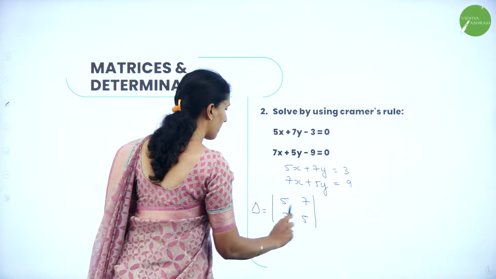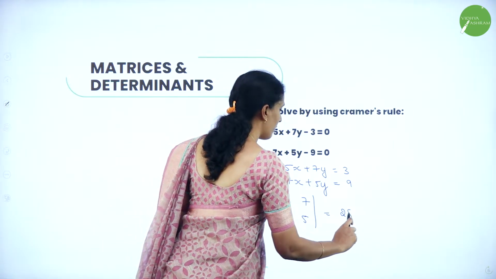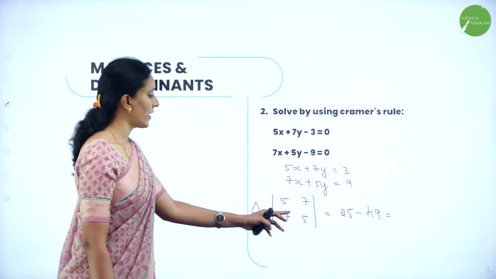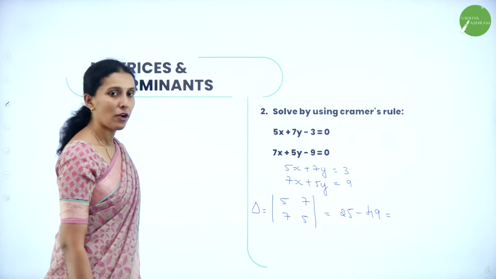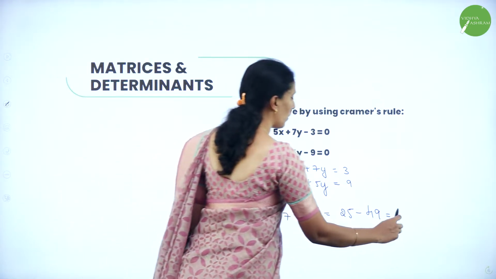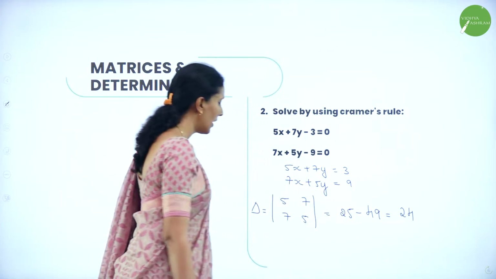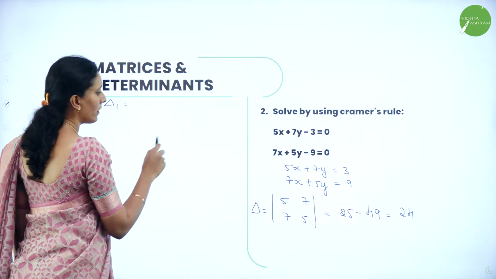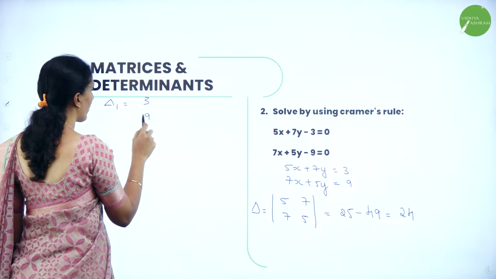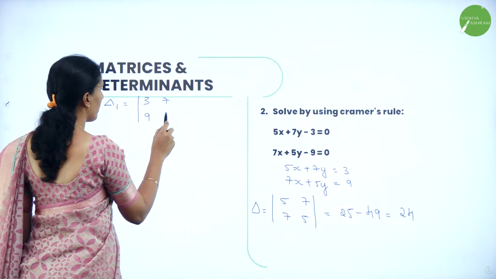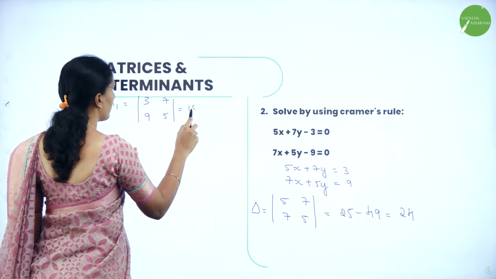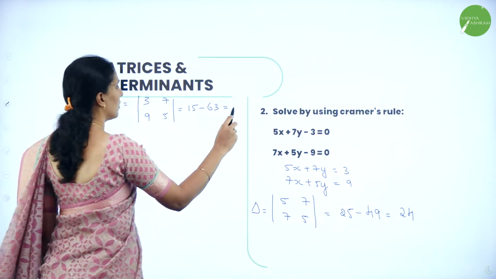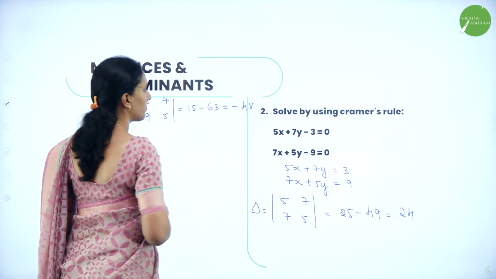So that is delta. So here it becomes 25 minus 49. So 5 5s are 25 minus 49. So the value is equal to minus 24. Now this is your delta. So let's calculate delta 1. So delta 1 means replace the coefficients of x with 3, 9. 7, 5 you have. So 3 5s are 15. 9 7s are 63. So the value is equal to minus 48.